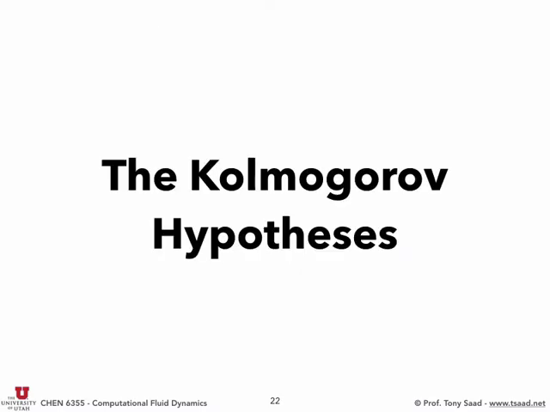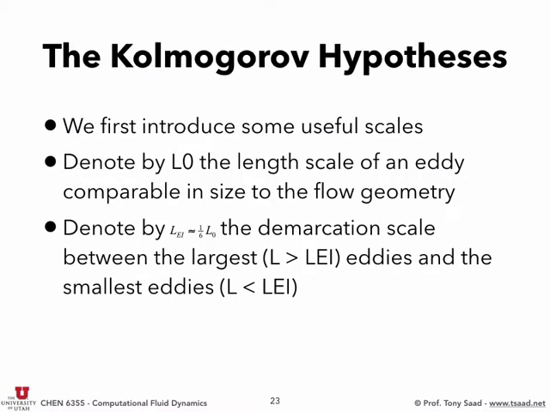It wasn't until Kolmogorov that we started having a more mathematical, rational theory for turbulence. So again, this is just an overview. I'm not an expert on the details, but you can read this and comprehend it. What he first did was introduce some useful scales. He denoted by L0 the length scale of an eddy comparable in size to the flow geometry. And then he denoted by L_EI, which is 1/6 L0, I don't know how he got that number, the demarcation scale between the largest eddies and the smallest eddies: L greater than L_EI and L smaller than L_EI. That's the point where we separate the large and small scales.